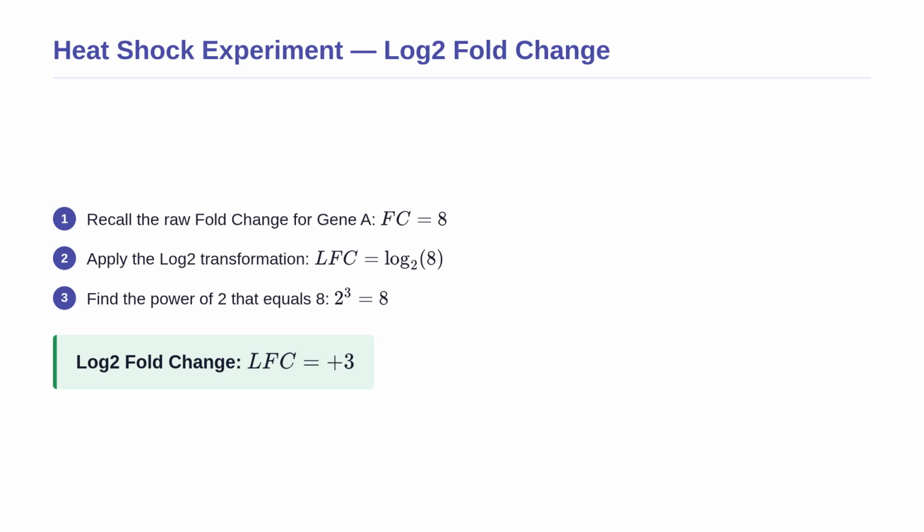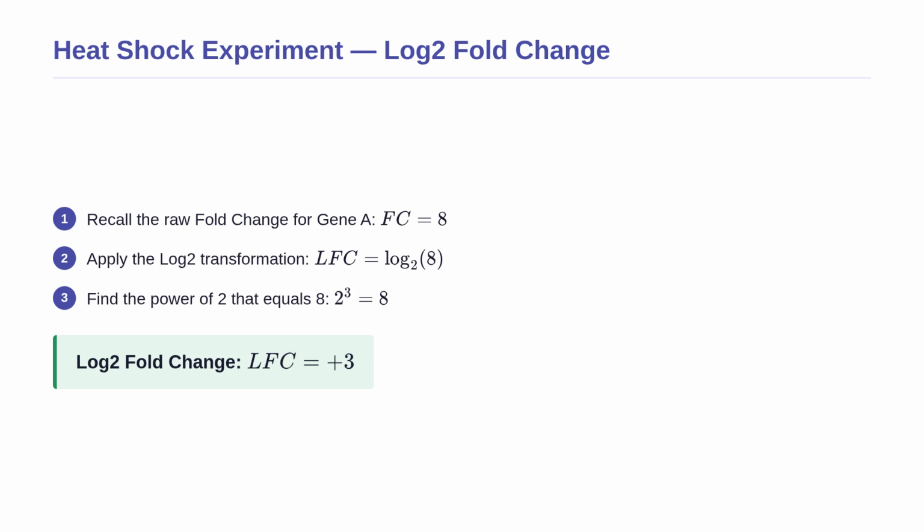Now that we have our new symmetric formula, let us apply it to our previous yeast heat shock example. We are asked to find the log2 fold change for gene A. We already know from our previous calculation that the raw fold change is 8. We choose the log2 formula to make this data ready for a computational pipeline. We take the base 2 logarithm of 8.